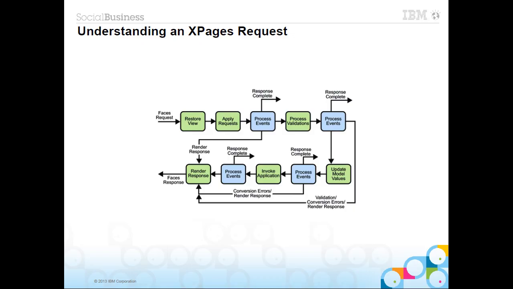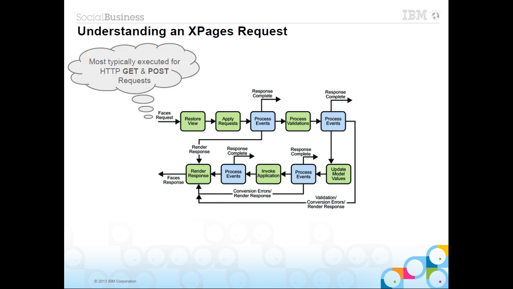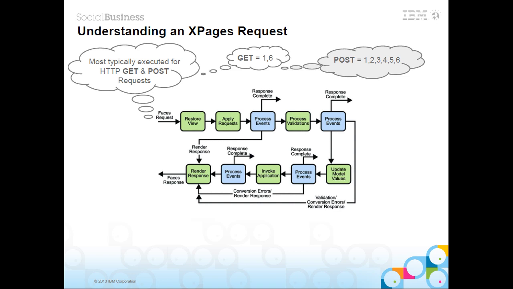I will now describe some of the key aspects of the XPages Request Processing Lifecycle. Firstly, for XPages requests, it is typically executed for HTTP GET and POST requests. Other HTTP type requests can also be catered for, such as put, delete, and so forth. In the case of a GET request, phases 1 and/or 6 will normally be executed. That is the restore view phase and the render response phase that we see in the flowchart. For a POST request, phases 1 through 6, with some variation in terms of the phases that are executed.